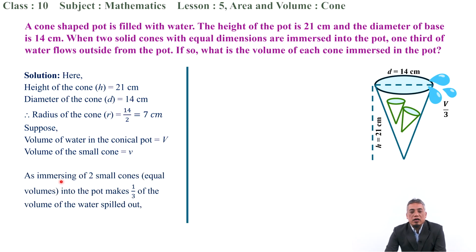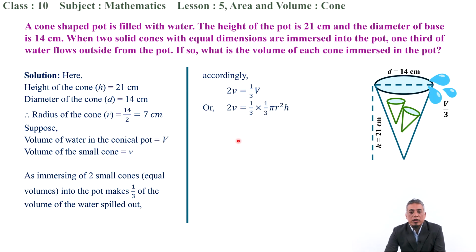Immersing the two small cones of equal volumes into the pot makes 1/3 of the volume of the water spill out. That means 2 times small v is exactly the same as the spilled amount of water, that is 1/3 of V. This V/3 and 1/3 of V are the same thing. So 2v, that means the volume of the small cones, equals 1/3 of the total big cone volume V.